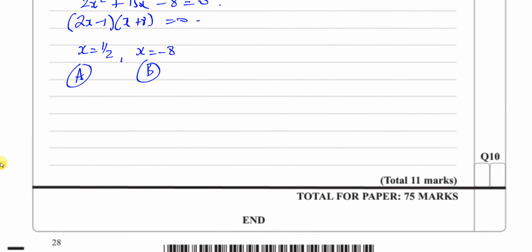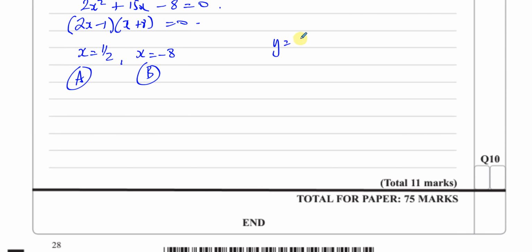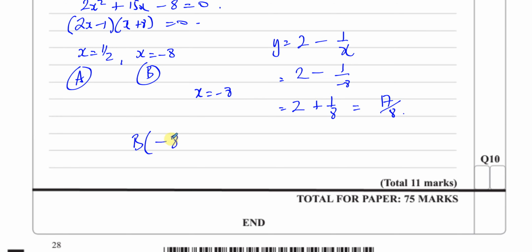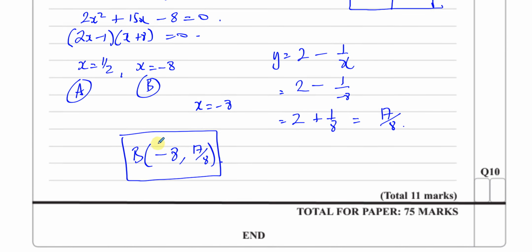So y equals 2 minus 1 over x. And we know that x equals negative 8. So you've got 2 minus 1 over negative 8, which is going to give you 2 plus 1 over 8, which is going to be 16 over 8 plus 1 over 8, so 17 over 8 as a fraction. So the coordinates of the point B are negative 8 and 17 over 8. Those are the coordinates of B, and that is the end of the question.